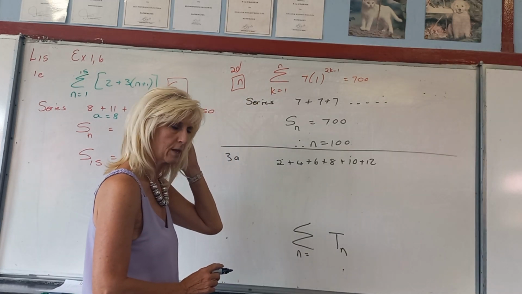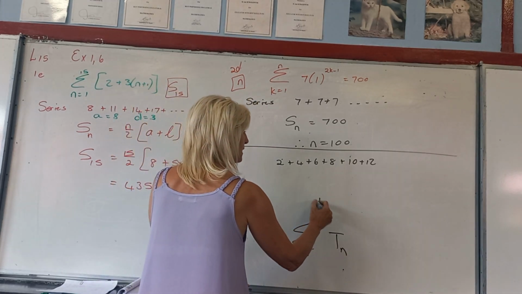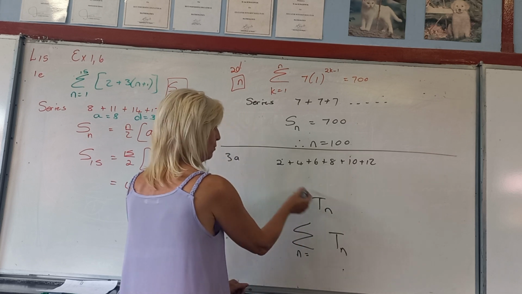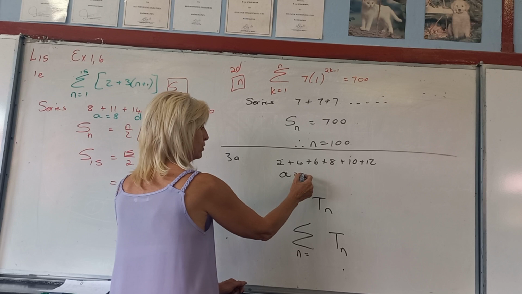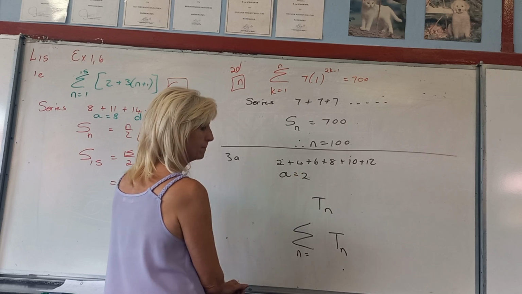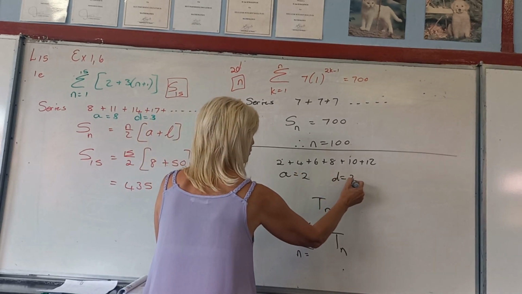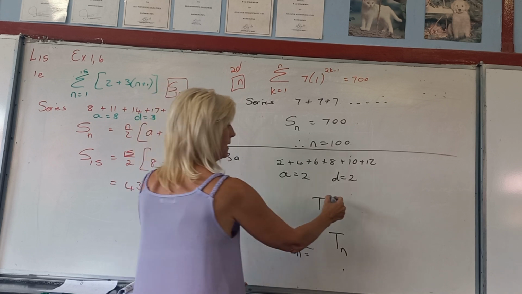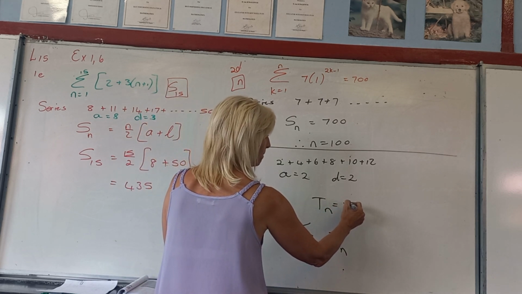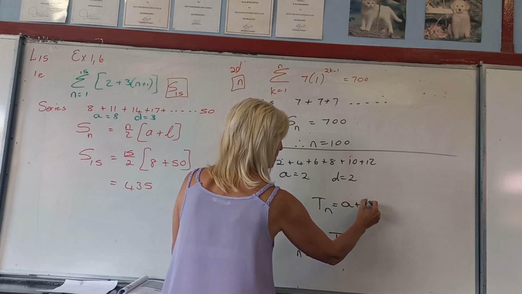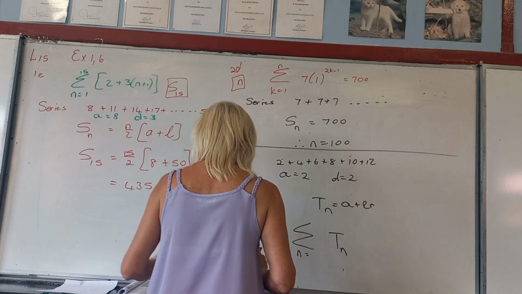That's how it works. So in other words, to get to Tn, I first have to know whether this is arithmetic or geometric. A is equal to 2 and D is equal to 2. So that my Tn will be the formula, what am I writing?